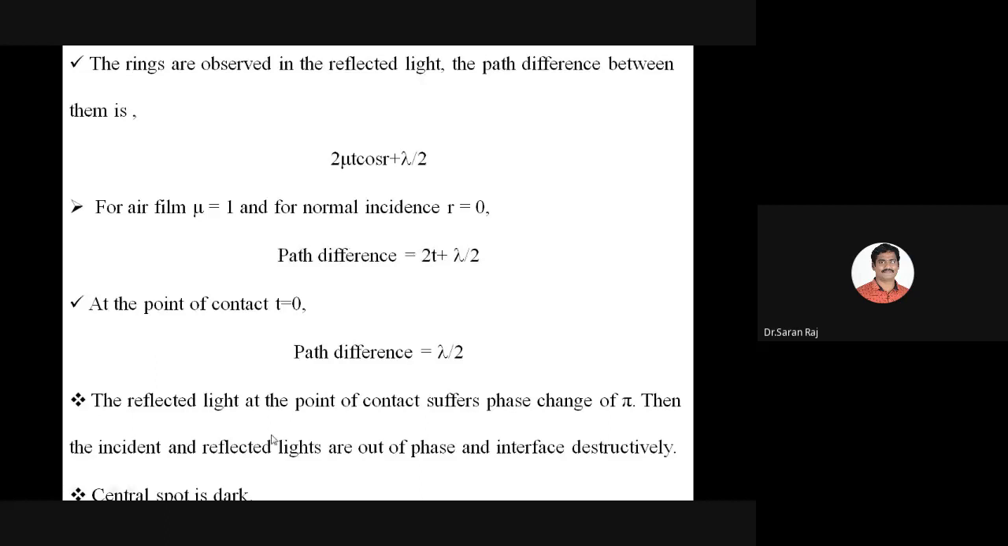So at the point of contact, t equals 0, what is the path difference? T equals 0, 0 into any number is 0, so we only get lambda by 2. The path difference equals only lambda by 2. In this reflected light, at the point of contact surface, there is a phase change of pi, so the incident and the reflected lights are out of phase and interfere destructively.